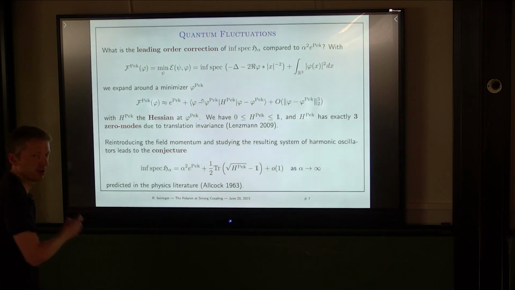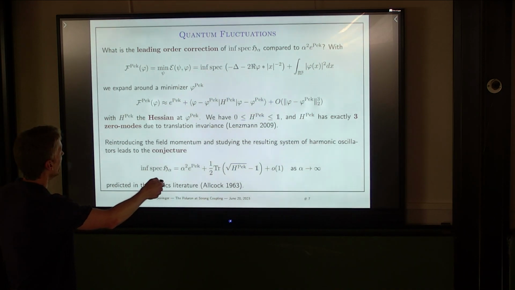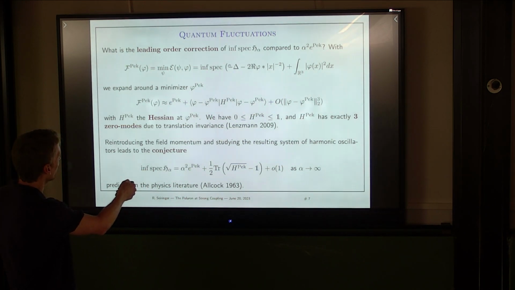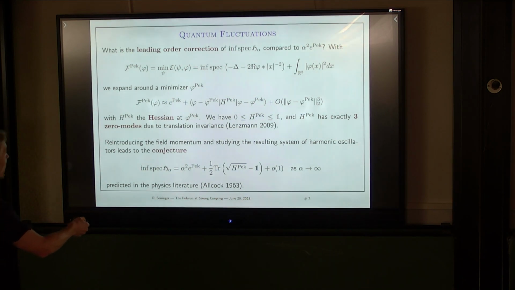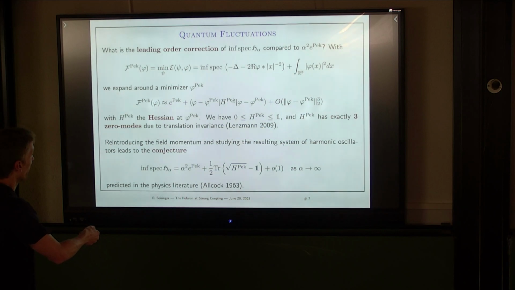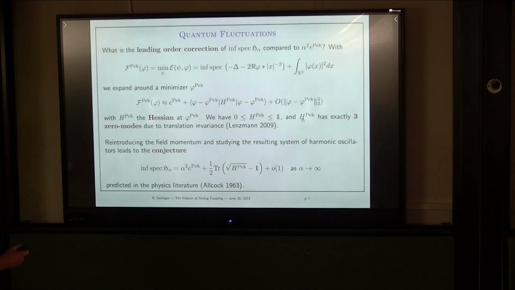It's clearly positive, because after all we're expanding around the minimum, so the Hessian has to be positive. It's less than 1 because you see, if you look at the functional, this guy will give you a 1, but this guy will be concave in phi, right? Because it's the ground state energy of a Schrödinger operator depending linearly on phi. So this will be concave in phi, so the second derivative will be negative. So therefore, this H will be sort of 1 minus something. So therefore, it's between 0 and 1. Okay? And actually, as a consequence of Lenzmann's work, this guy has exactly 3 zero modes and then a gap in the spectrum above 0.